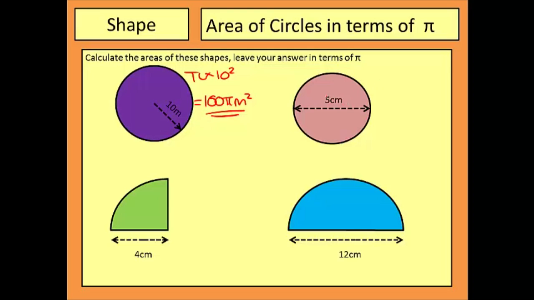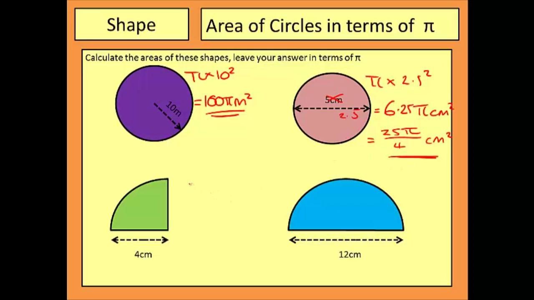In this one I need to half that 5 because I'm not interested in that, that's a diameter. So the radius here is actually 2.5, so I'm going to do pi times 2.5 squared. Now my final answer for this one is going to be 6.25 pi centimeters squared, and I'm actually going to leave this as a top heavy fraction, 25 pi over 4 centimeters squared.